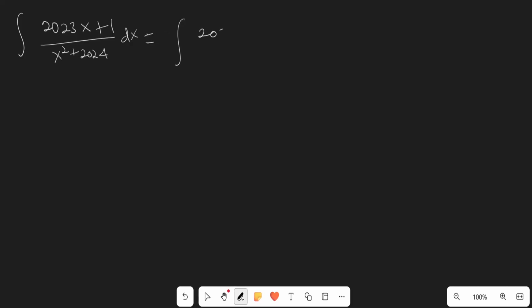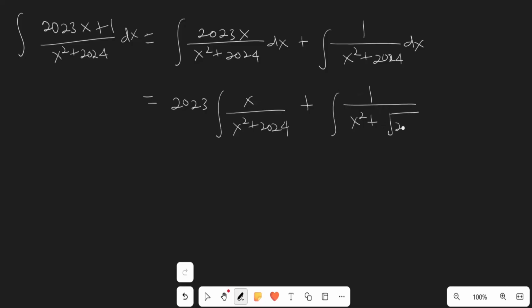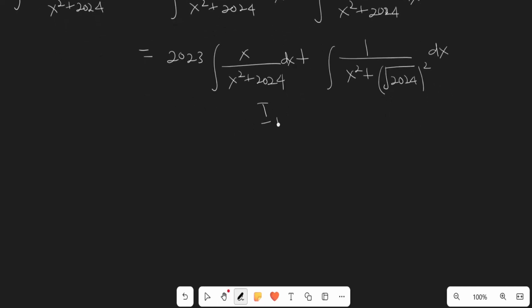This one can also be written as the integral of 2023x divided by (x² + 2024) dx, plus the integral of 1 divided by (x² + 2024) dx. And 2023 is a constant, so it can come in front of the integral of x over (x² + 2024), plus the integral of 1 all over (x² + 2024). But 2024, I'm going to write as the square root of 2024 squared, dx. I'm sorry about that. This one is integral 1 and this one is integral 2.